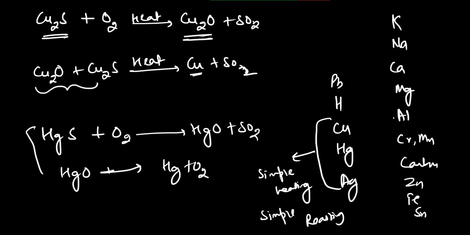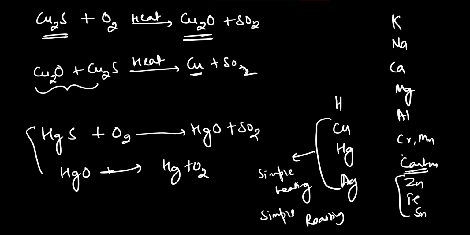Similarly, for carbon, zinc, iron, tin, we can extract the metal by using carbon, because carbon is above these. So up to here, up to lead. I'm just going to write lead here.